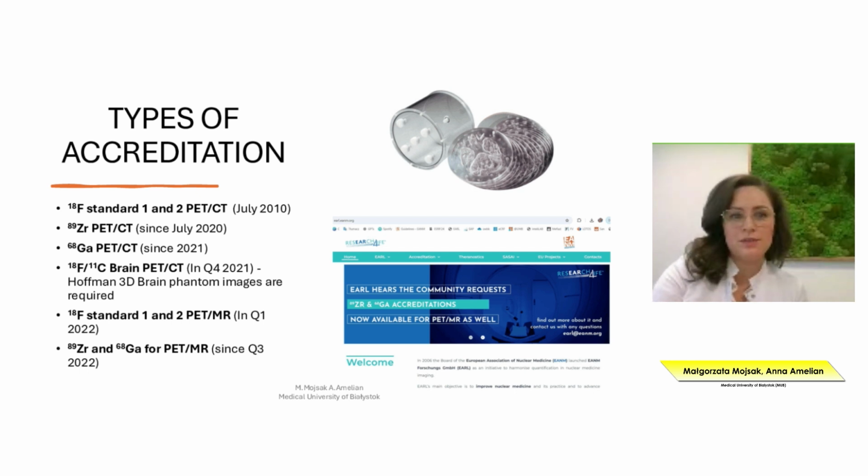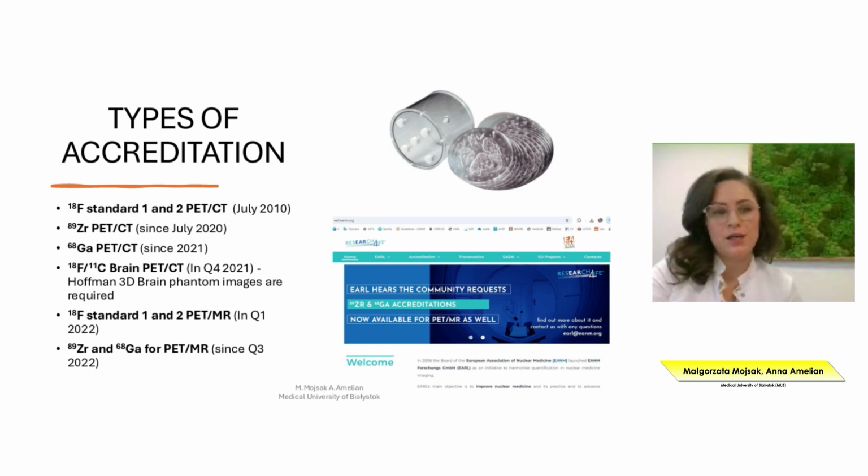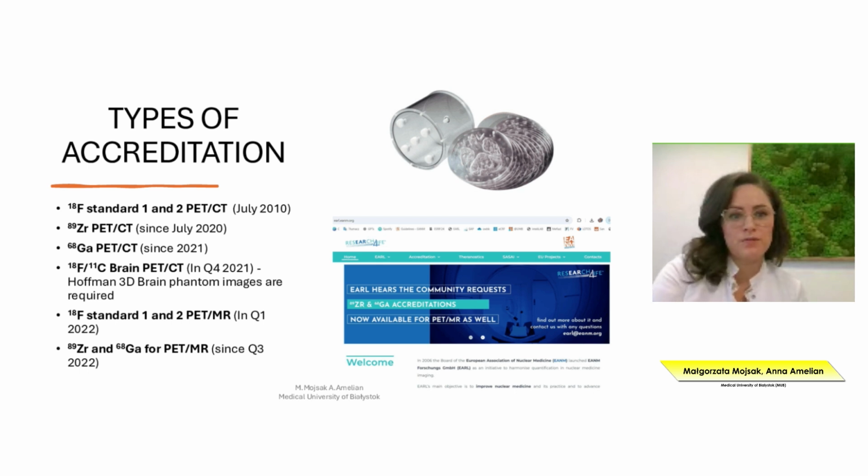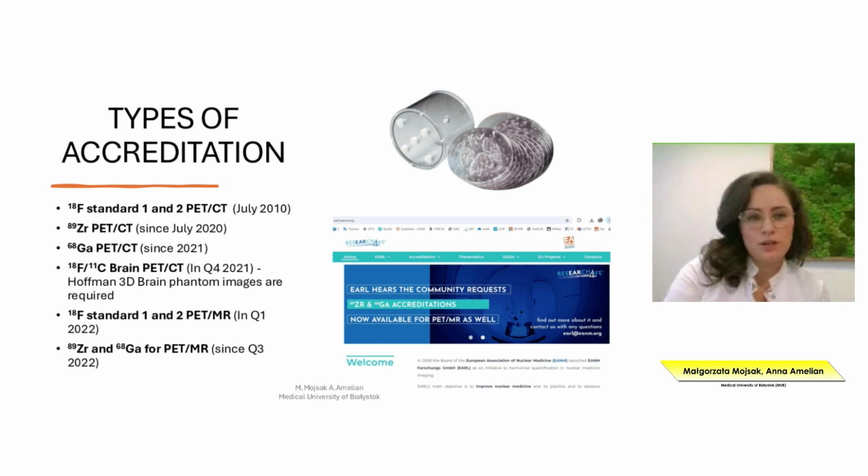Now let me say a few words about the types of accreditation. As you can see, they have changed over time. In July 2010, we could get the accreditation for standard 1 and 2, so it was PET-CT with the use of fluorine-18. Only in 2020 could we get the certification for PET-CT with zirconium-89.